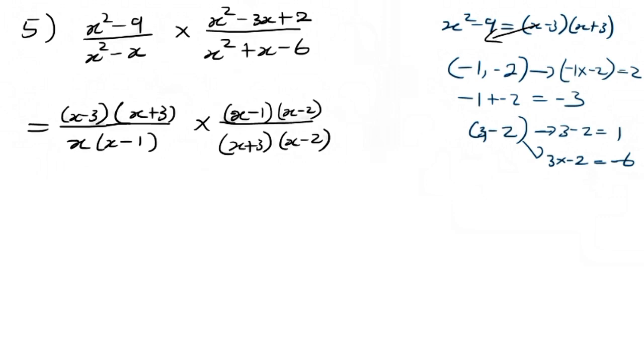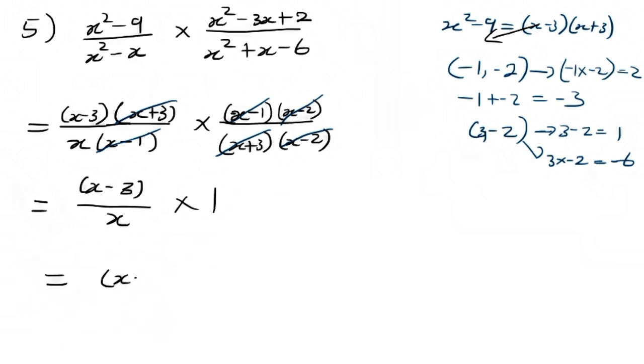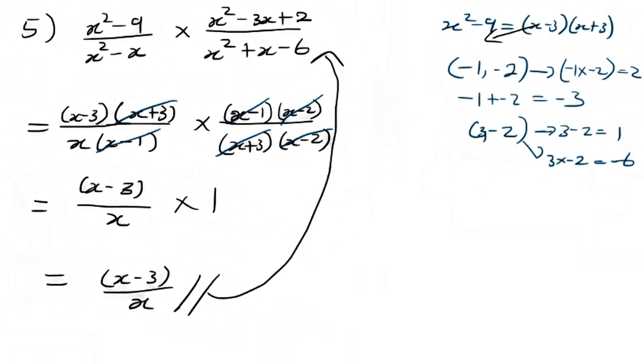Okay, so let's see if we can eliminate some values. I have here x minus 1 is gone. x plus 3, this is possible, and x minus 2 and x minus 2 is gone. Okay, so let's rewrite what we are left with. We are left with x minus 3 all over x times 1, and this will give us x minus 3 all over x as the simplest form of this expression.